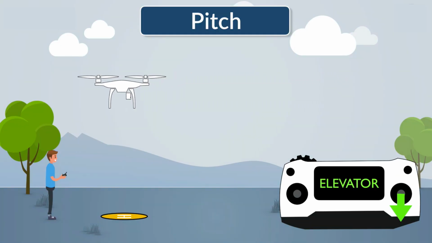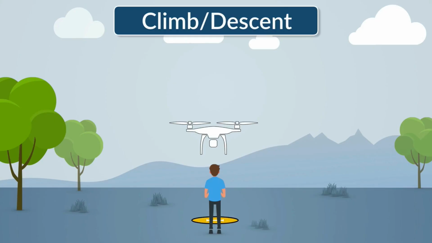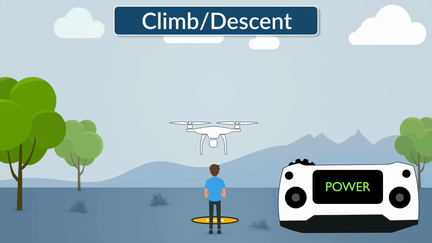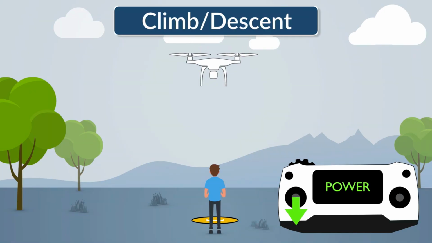And then lastly, we have our yaw, which is the rudder. It's going to be controlled with the left stick. Left stick to the left gets you a yaw to the left. Left stick to the right is going to get you a yaw to the right. In terms of climbing and descending, we're going to use our power, and the power is going to be right here, up, and the power down.